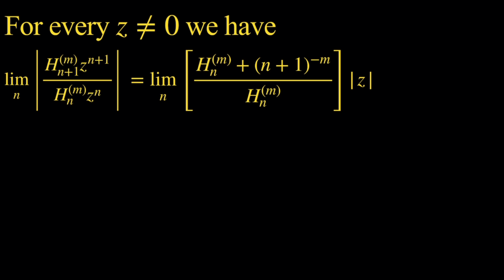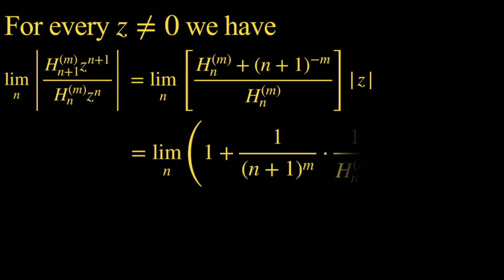So we have the n plus 1th harmonic number of order m times z to the n plus 1 divided by the nth harmonic number of order m times z to the n. And using the definition of the nth harmonic number, we can simplify this. Now, if we split the fraction, we get the following.